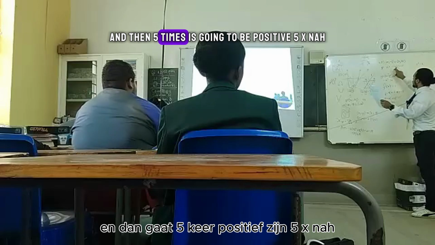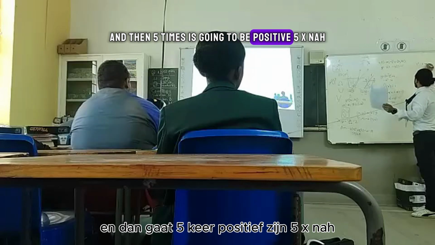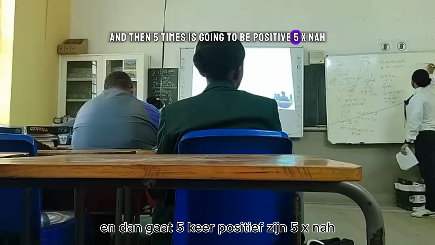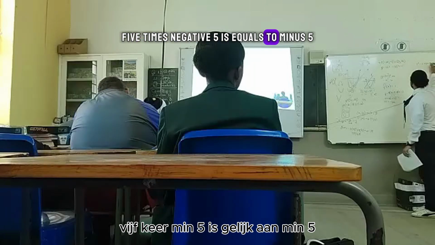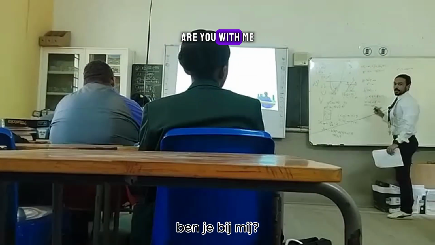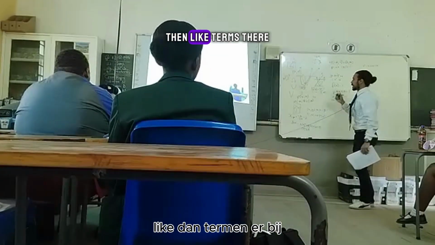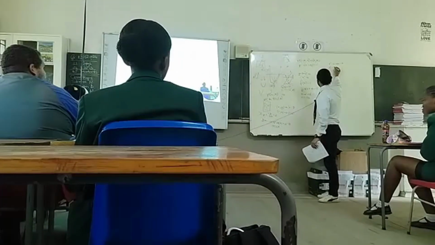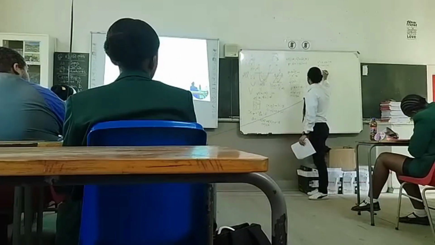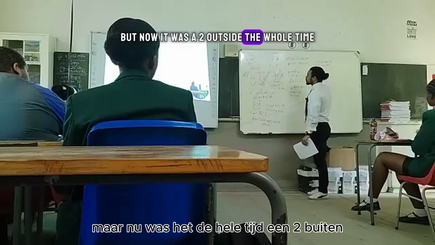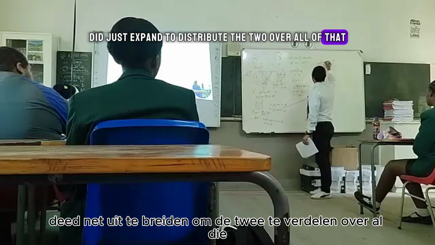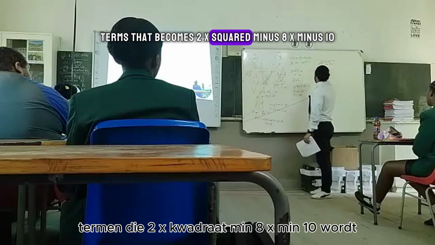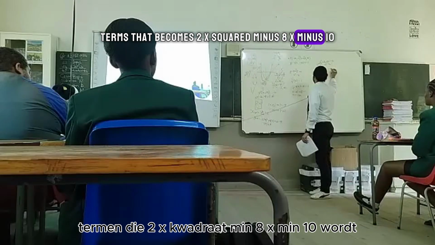And then 5 times is going to be positive 5x. And minus 5 times negative 5 is equals to minus 5. Are you with me? Then, like terms there, x squared minus 4x minus 5. But now, there was a 2 outside the whole time. Now, just expand to distribute the 2 over all of those terms. So that becomes 2x squared minus 8x minus 10.